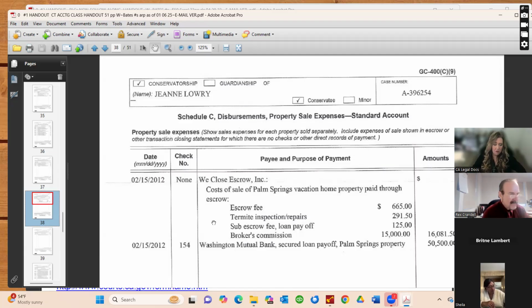Remember, you're only taking data off a bank statement, or where he's at right now, where it shows property sales. If I'm preparing an accounting, I will ask for the final closing statement and I will repeat every single item that's on the final closing statement on this particular property sale expenses form. So remember, again, you're not including stuff that might have been paid out of your own pocket, unless it's like using the conservatee's cash or something like that. You're not just blindly entering expenses. You're following a bank statement.